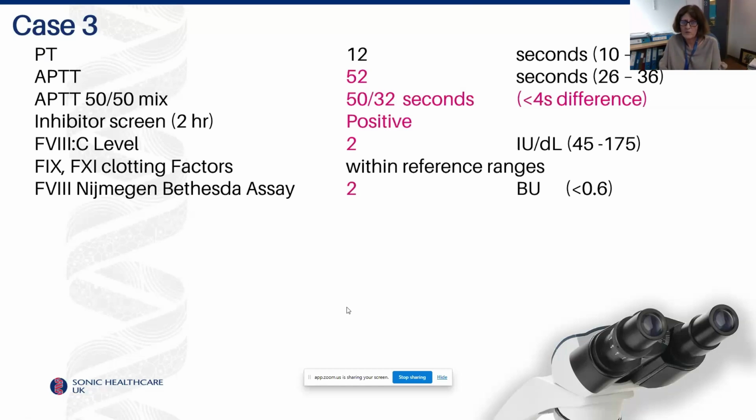Her APTT was prolonged, but not too bad. It didn't correct, very poor correction. We did an inhibitor screen and it was positive after 2 hours. Her factor VIII level was only 2. And then we went on to quantify her inhibitor. We knew that she was 70 years old presenting. It's not hereditary haemophilia in a female at that age. It's always going to be an acquired haemophilia.